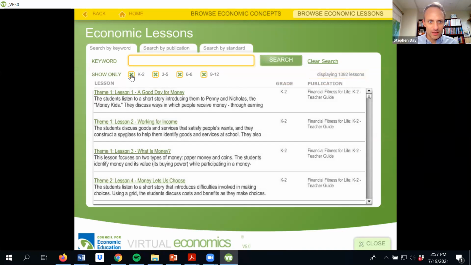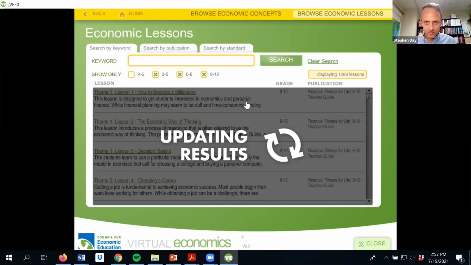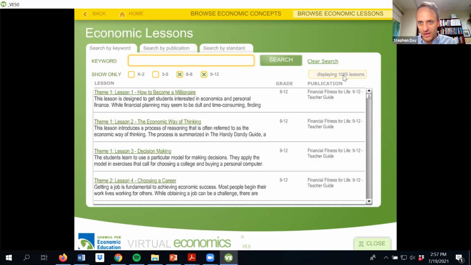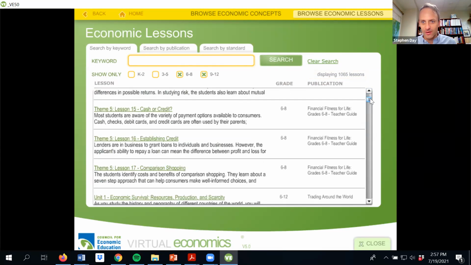Okay, so I'm going to get rid of the K through 2 lessons, and I'm going to get rid of the 3 through 5 lessons. And notice when it does this, it says displaying 1,289 lessons. It got rid of all the elementary lessons here, and about half the lessons left are high school and middle school. And so you can just go straight down it.